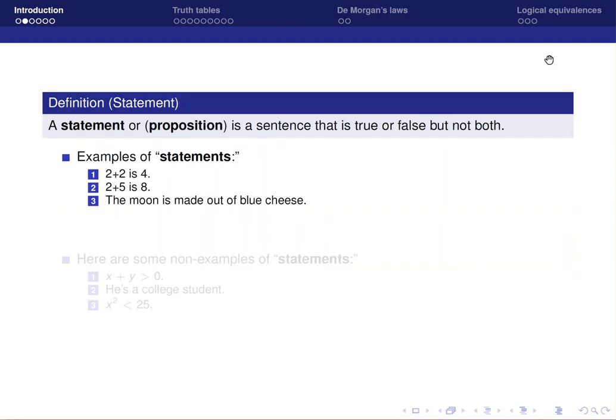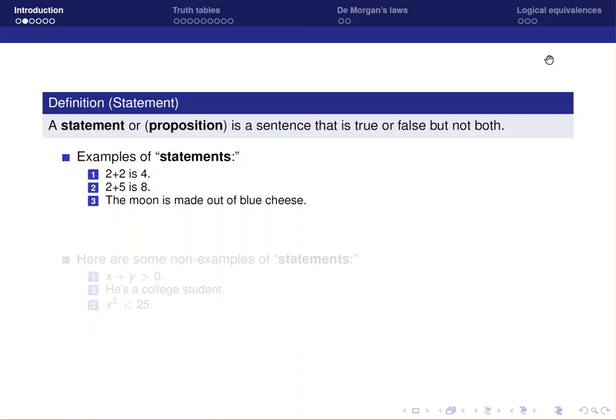The word statement itself, sometimes it could be substituted with the word proposition, is a sentence that is true or false, but not both at the same time. So here are some examples of statements. Saying that 2 plus 2 is equal to 4 is an example of a statement. Somebody could verify this. It could be either true or it could be false. There is no way it could be both true and false at the same time.